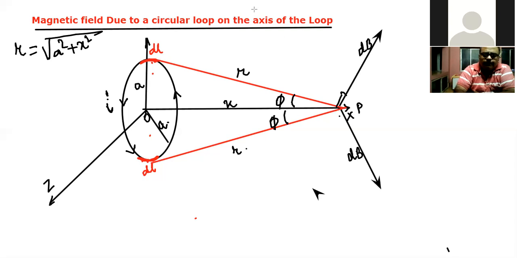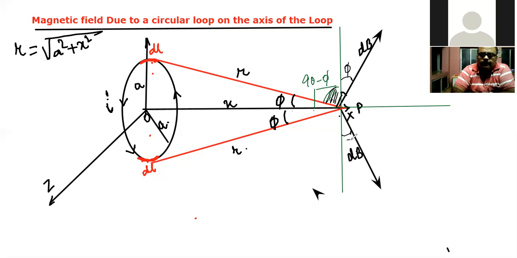So over here what will happen? This will be, suppose, phi. If this is phi, children, this will be 90 minus phi. Why? Because this angle is 90 degrees for us, isn't it? So this will be 90 minus phi, and this is also 90 minus phi. So this will be equal to, this is 90 degrees and this will also be phi.